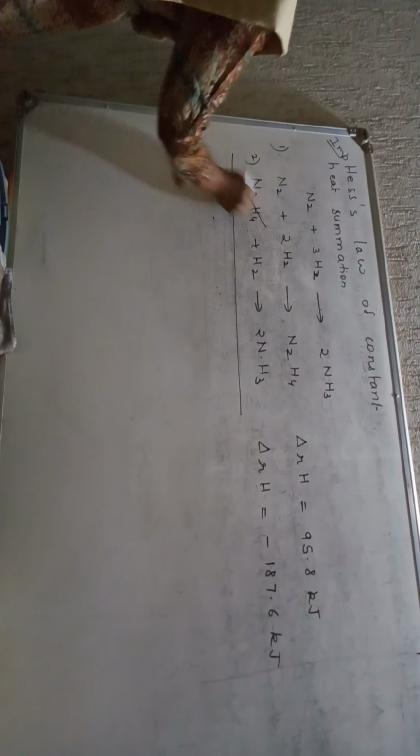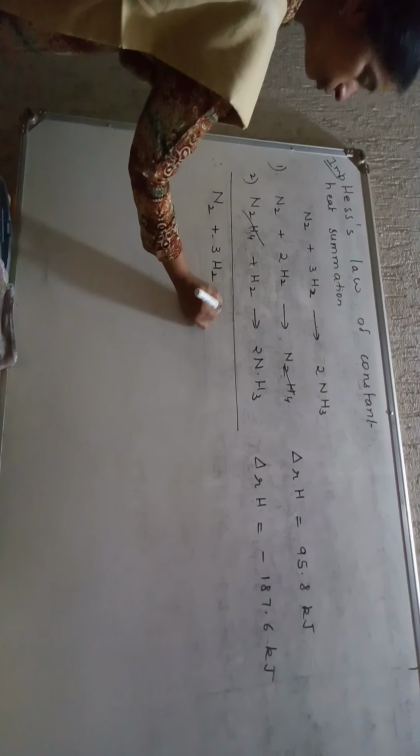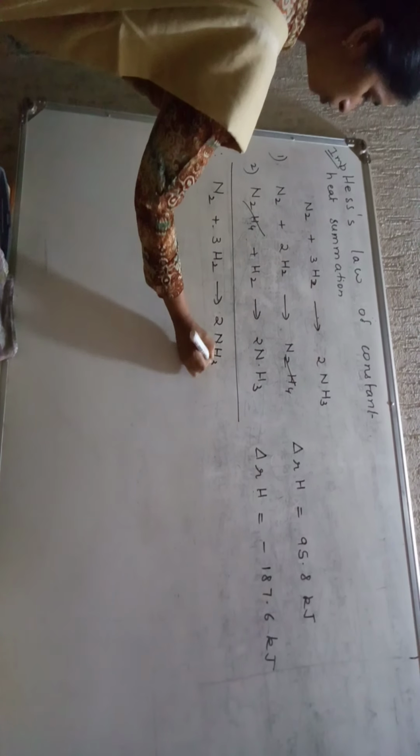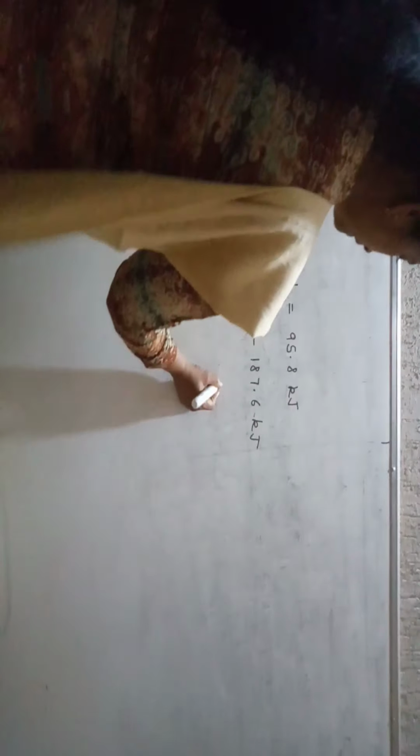Hence, add करा, what will happen? The intermediate will cancel out. What do we get? Therefore, N2 plus 3H2, giving rise to 2 NH3. Overall enthalpy of the reaction is what? Add करा. Actually, you have to subtract, म्हणून 95.8 minus 187.6, and roughly minus 91.8 kJ. That's it.